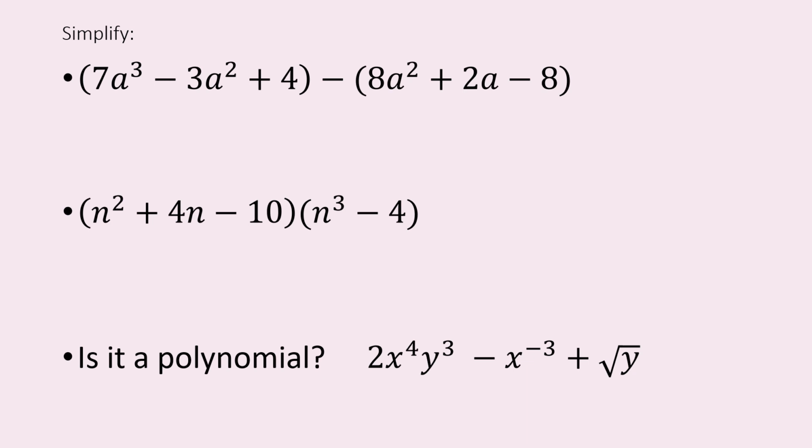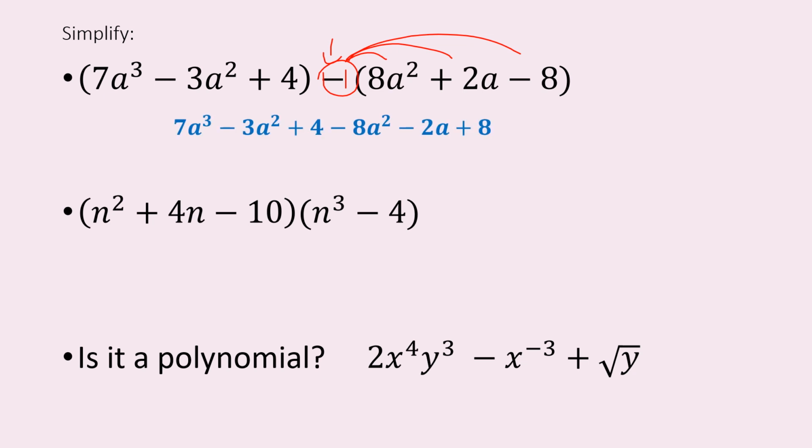Here we have some simpler ones. Okay, we have 2 parentheses with a minus in between them, which means we are just combining like terms. So first thing I would do is take this minus sign and distribute it to everything. Right, so it's really minus 8a squared minus 2a and then a plus 8 because it was a negative times a negative. And now we're just looking to put together anything we can.